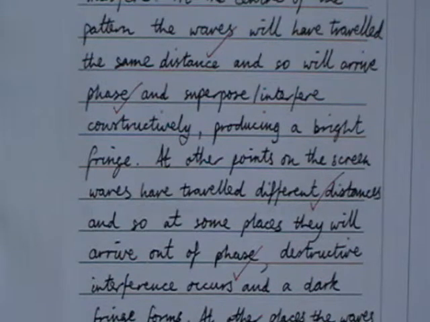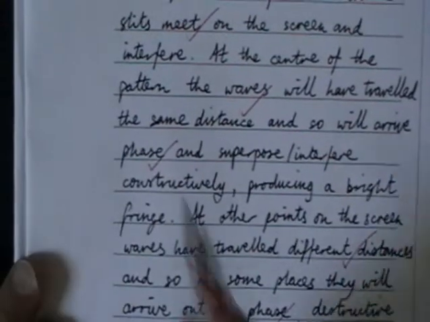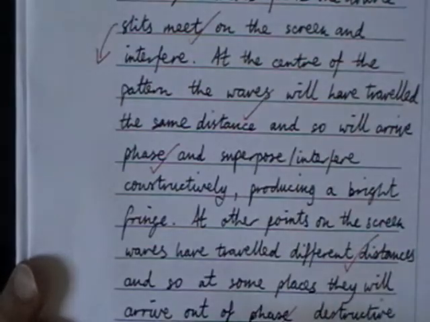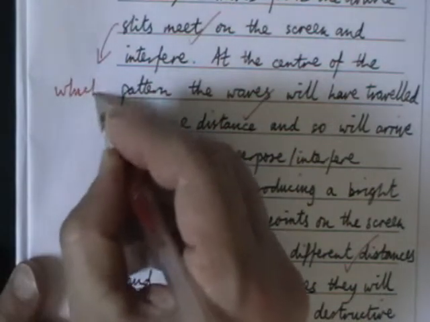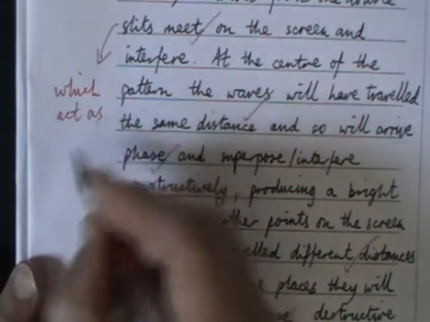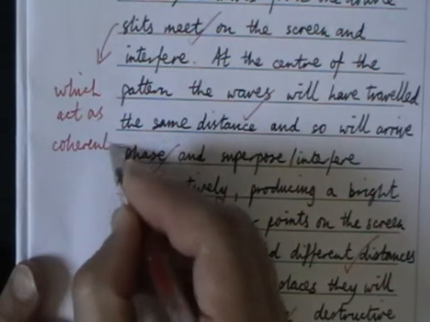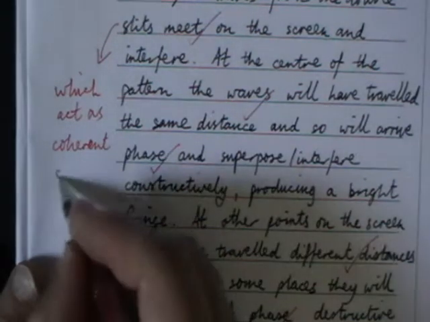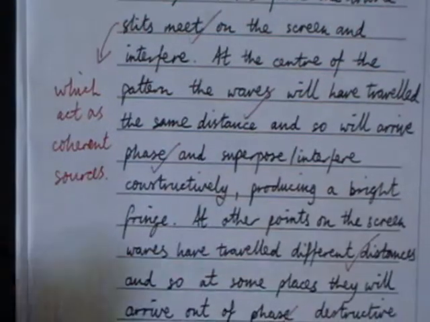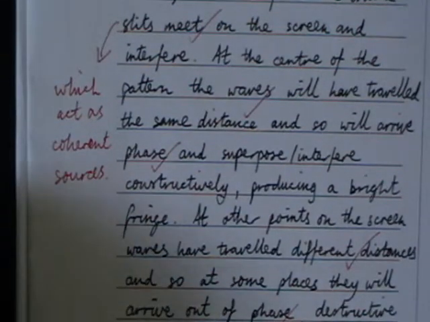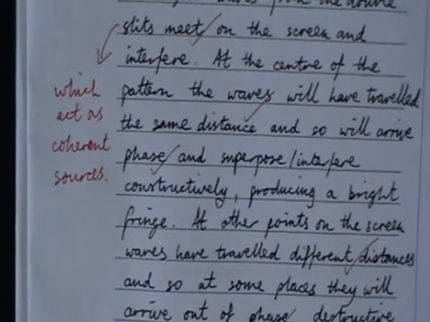For the 6th point, and I suppose what I haven't said there is that the waves start in phase because we've got coherent sources, so the slits act as coherent sources, and that might be worth just noting down. So from the double slits, you could say which act as coherent sources. Now remember, coherent sources are very important for interference. Coherent sources are sources which are phase linked and have the same frequency, or essentially in phase and have the same frequency.